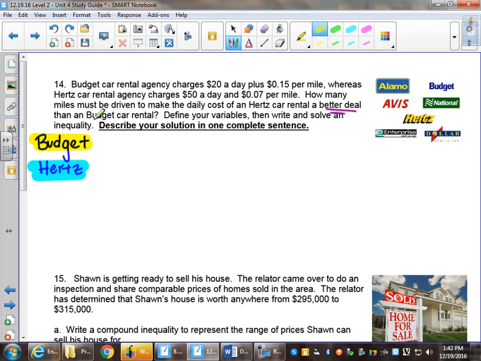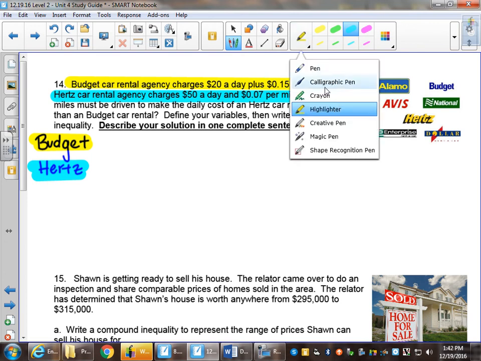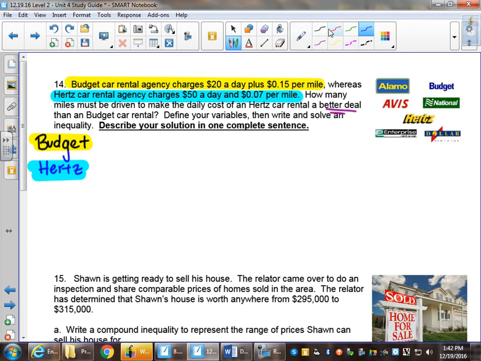So anything about budget, I'm going to highlight in yellow. It says Budget car rental agency charges $20 a day, 15 cents per mile. That's what I know about budget. Hertz car rental charges $50 a day, 7 cents per mile. As soon as we have these highlighted, it's so much easier to write our equations. $20 flat for the day, 15 cents per mile. So I know x is going to be number of miles because of the per mile.